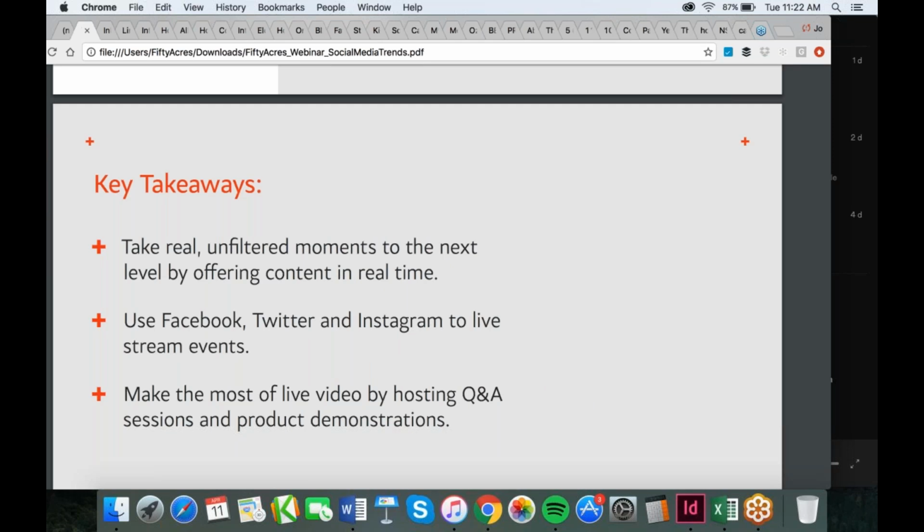So what are the key takeaways from the authentic content, the live stuff? Well, taking real unfiltered moments to the next level by offering content in real time, I think is one thing that we can do. Using Facebook, Twitter, and Instagram to live stream events, I think is something that we should start thinking about. Make the most of live video by hosting Q&A sessions and product demonstrations, I think is something that we can also think about doing.